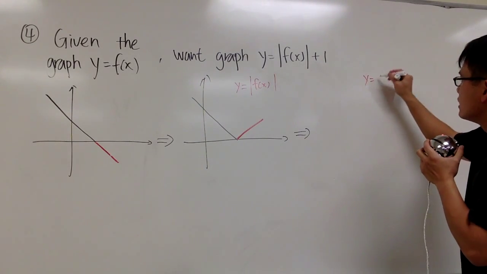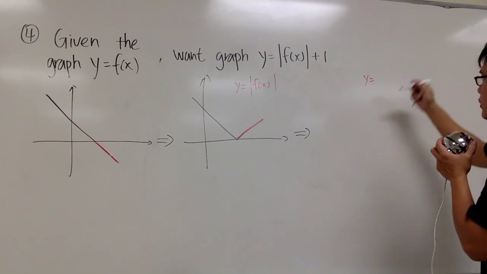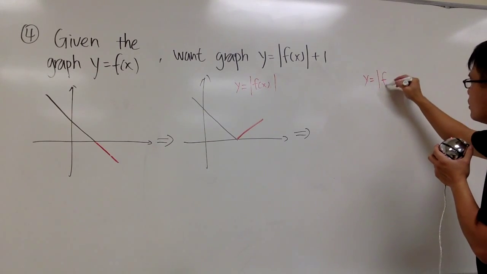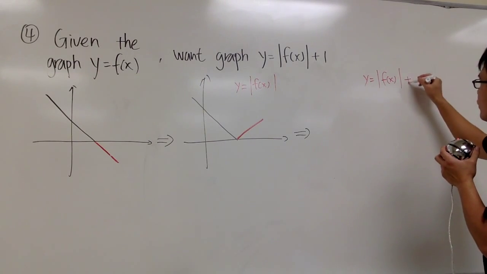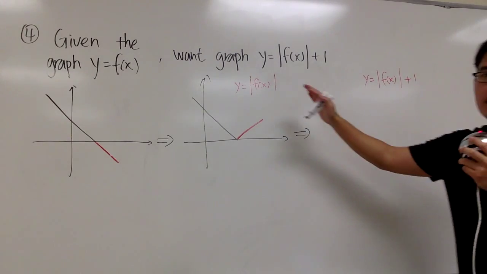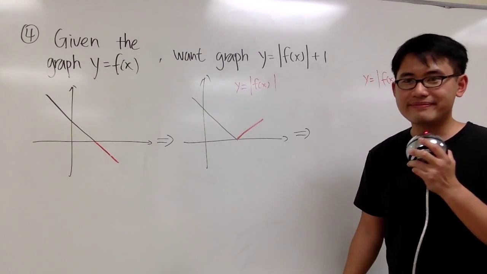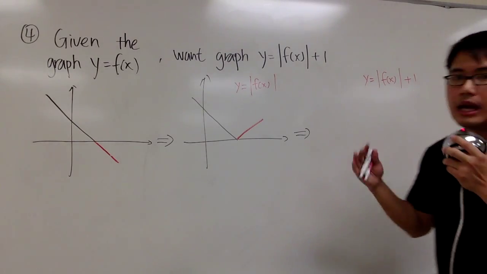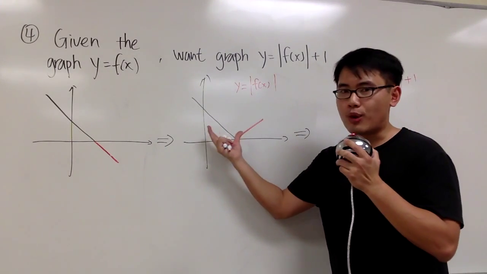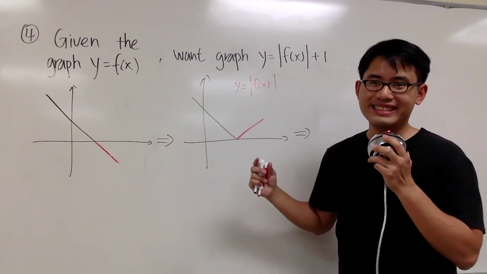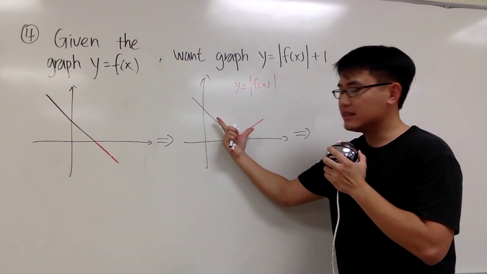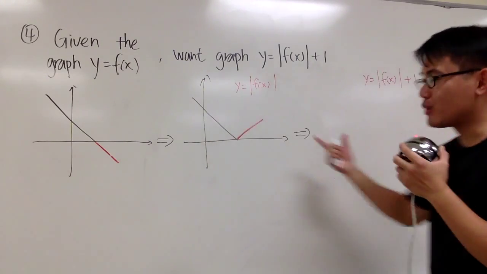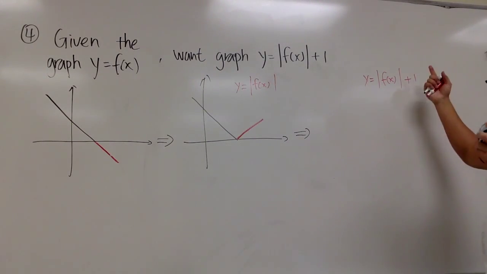How does the plus 1 affect that graph? So this is going to be absolute value of f of x, and then we have the plus 1 after the absolute value part of the graph. When we have plus 1 added to this part of the graph, we are going to just take the graph and shift up 1 unit. So we'll just take this and move up 1 unit. That will be the graph for this, and that's what the plus 1 is going to do.